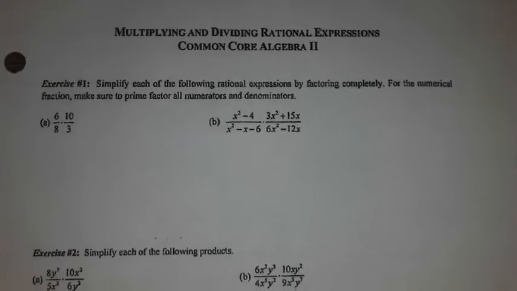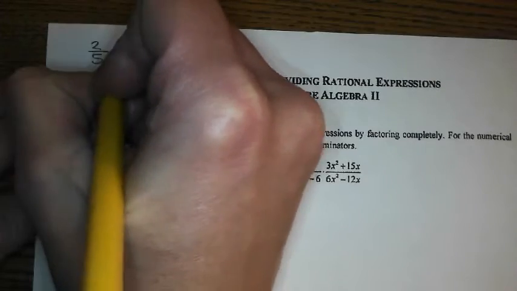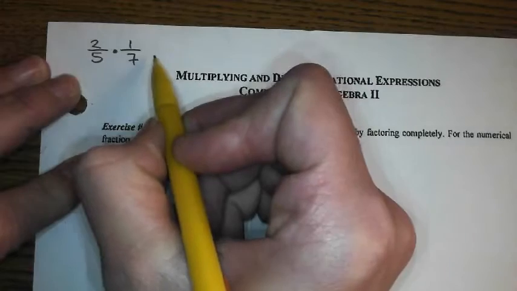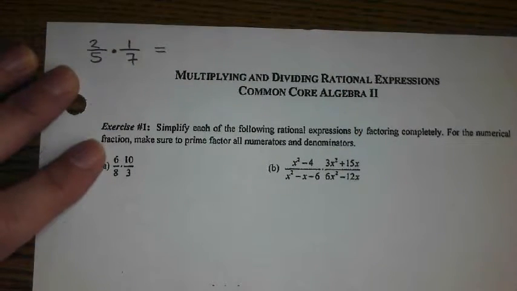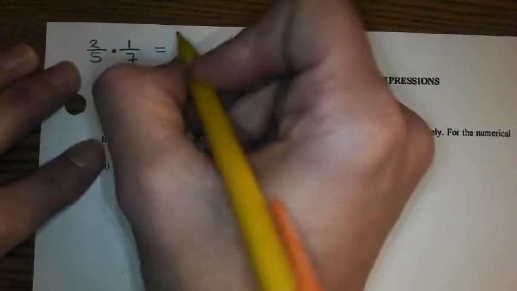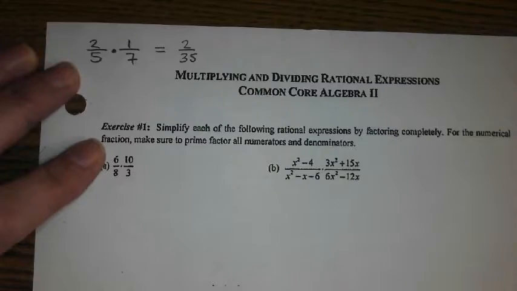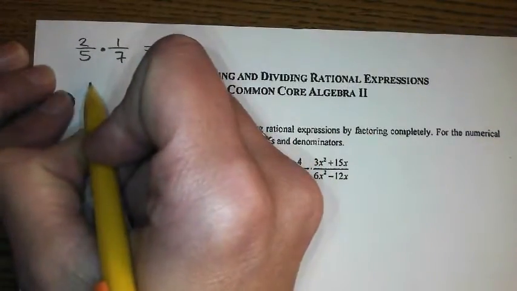Okay, so once we're done with just straight up simplifying with rational expressions, we're moving to multiplying and dividing. Just out of curiosity, how do you remember multiplying this? How do you multiply fractions? What does this equal? Go ahead, Grace. 2 over 35. Pretty easy, right? Do you remember maybe what you did to do something like this?